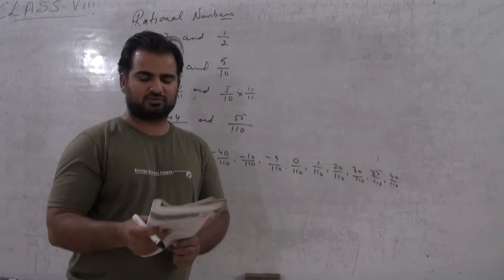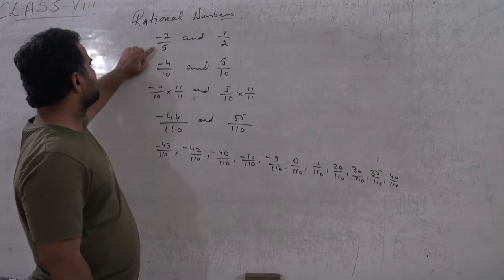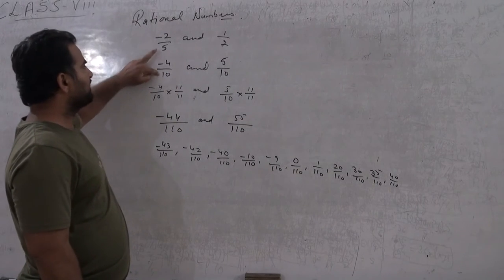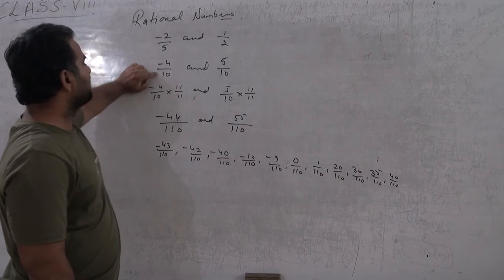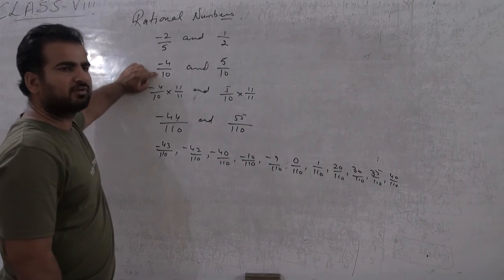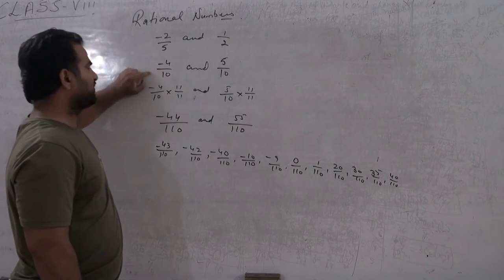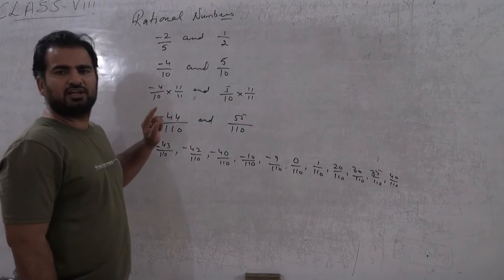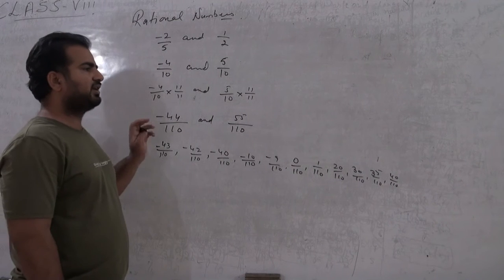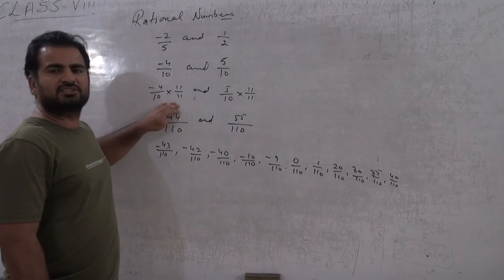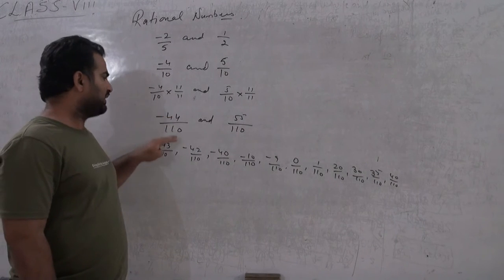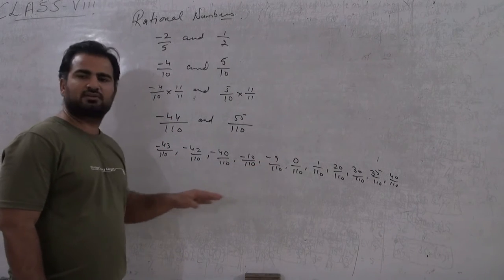So what we have to do is just find the LCM of the denominators and change them accordingly. Then we have to see how many numbers we have to find. If we have to find 10, multiply both of these by 11 upon 11. If we have to find 5, multiply both of these by 6 by 6 and get the answer.